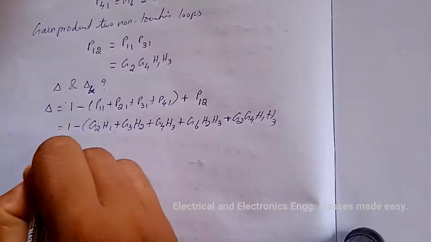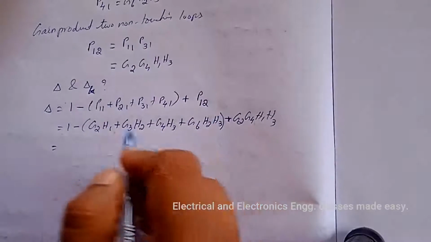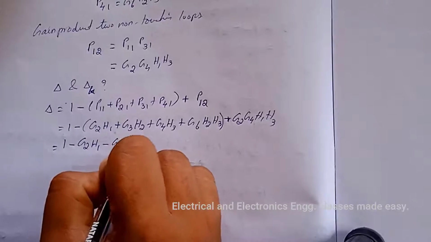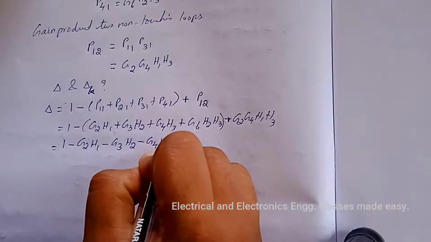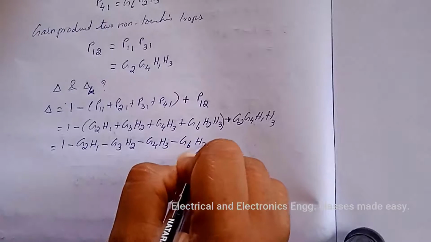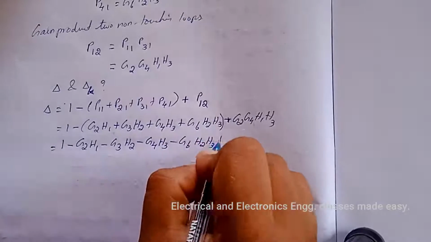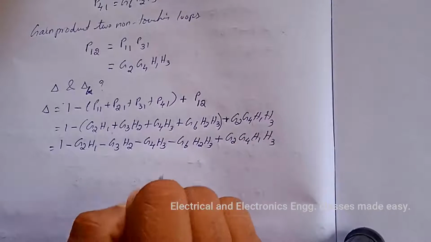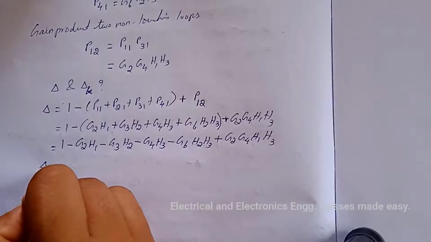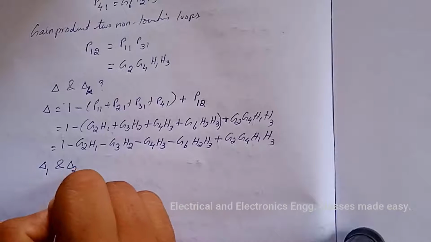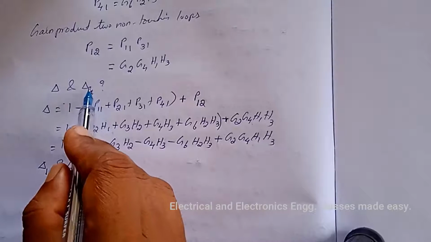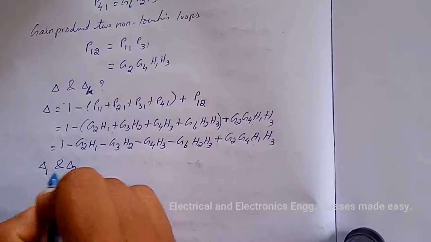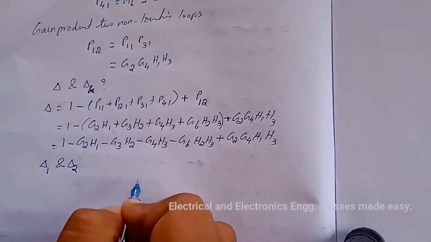and that is equal to, open the bracket, 1 minus G2H1 minus G3H2, then minus G4H3 minus G6H2H3, then plus G2G4H1H3. Now we have to find the values for delta 1 and delta 2. Since this is delta K, there are two forward paths. So we have to find delta 1 and delta 2.